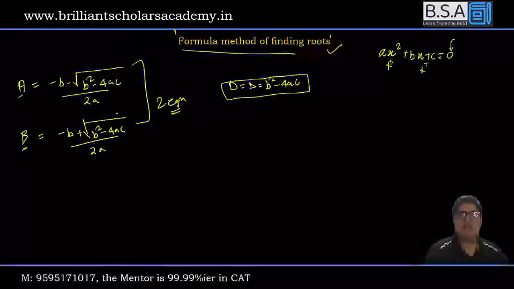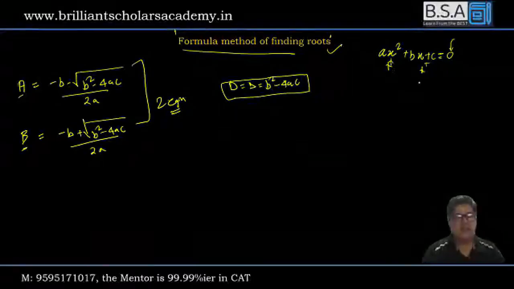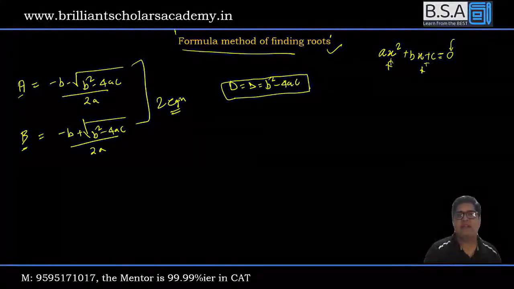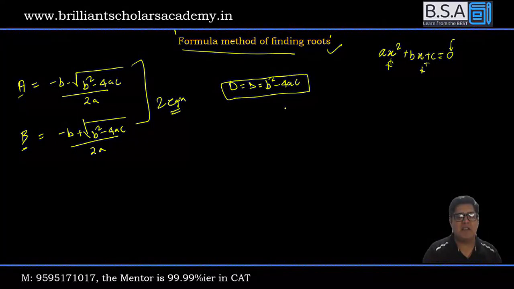Now, the formula method, when the equation is given to you as ax square plus bx plus c, in that case, the formula method of finding roots is minus b plus minus root over b square minus 4ac by 2a. All of this we have already covered, so I'm just revising it for you. So here on the right side, what we have is delta, the discriminant. This tells us a lot of things about the roots. So we have seen this.